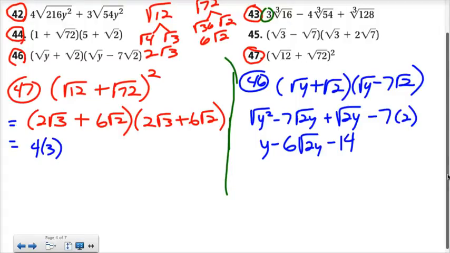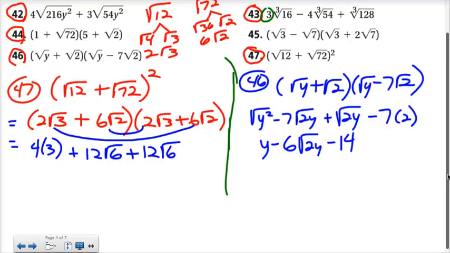Then we have outside times outside. That's going to be 12, and then the square root of 3 times the square root of 2 is the square root of 6. Inside times inside, 6 times 2 is 12. Square root of 2 times the square root of 3 is the square root of 6. Last times last, 6 times 6 is 36, and then the square root of 2 times the square root of 2 is 2. So in the front, we have a 12.